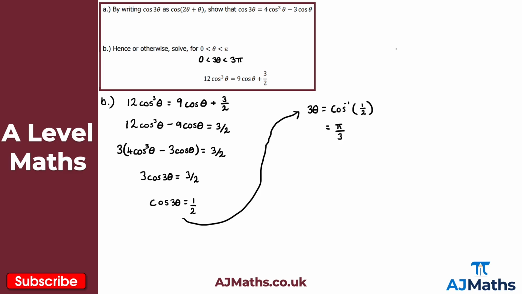So let's consider a CAST diagram to obtain the full set of solutions. I draw my quadrants on here, like so. We've got C, A, S, and then finally T. So where is cosine positive? We're working with cosine here, so cosine will be positive in this quadrant. This angle would be pi over 3 that we've just found, and cosine is also positive in this quadrant, where we've got this angle here, which would also be pi over 3.